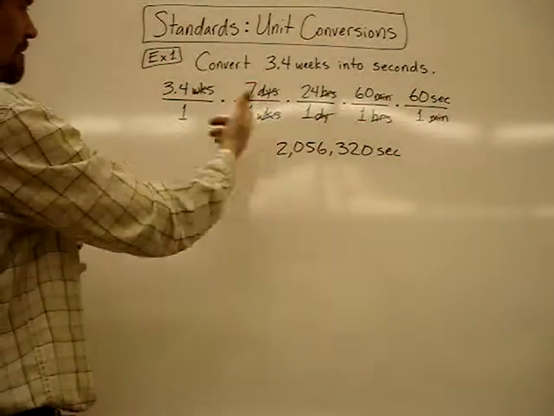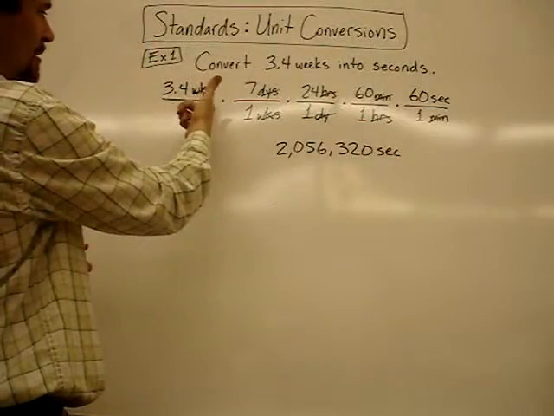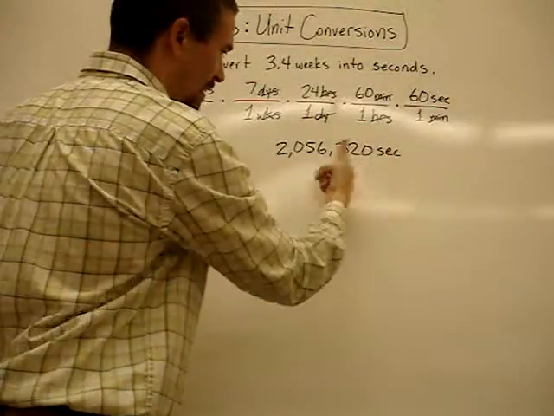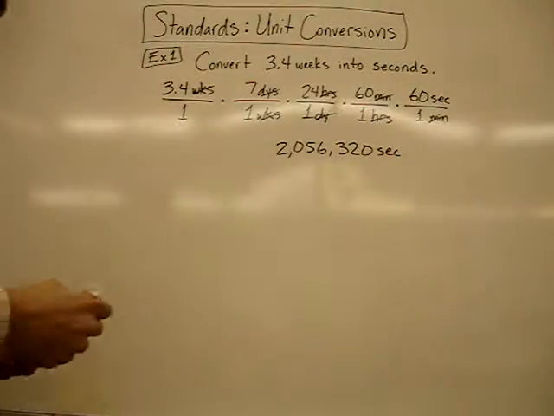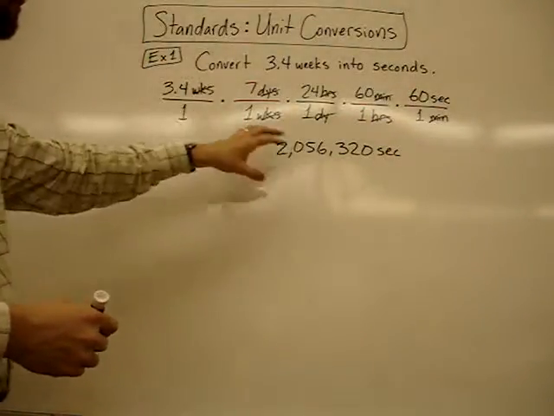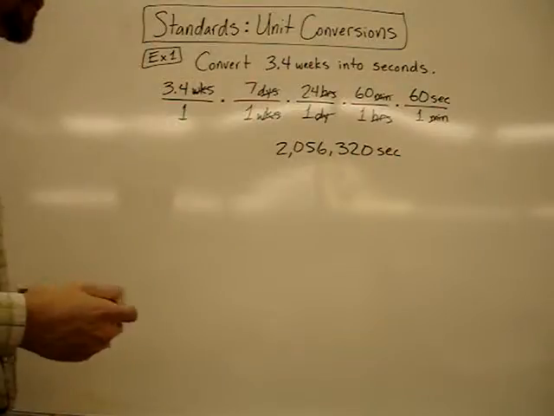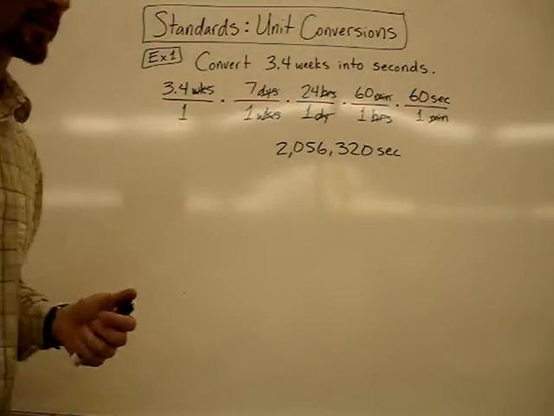But in this case, 3.4 weeks, the identity in terms of seconds is this huge number, which is what you would expect because there's an awful lot of seconds in a week, in 3.4 weeks especially. So that's how you do these.